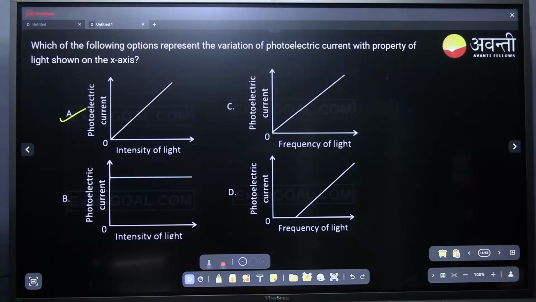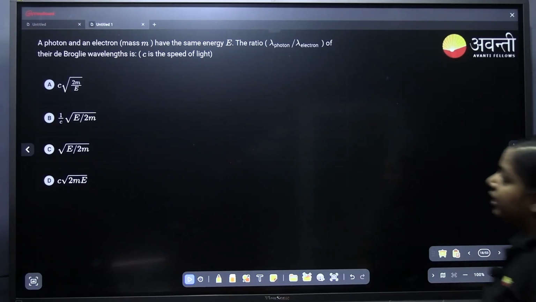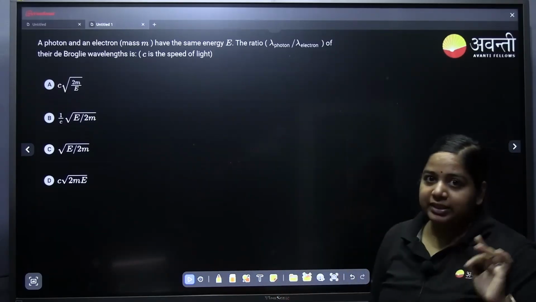Okay, moving on. A photon and an electron have the same energy E. The ratio of lambda of photon by lambda of electron, their de Broglie wavelength, is: a photon and an electron of mass m have the same energy E.